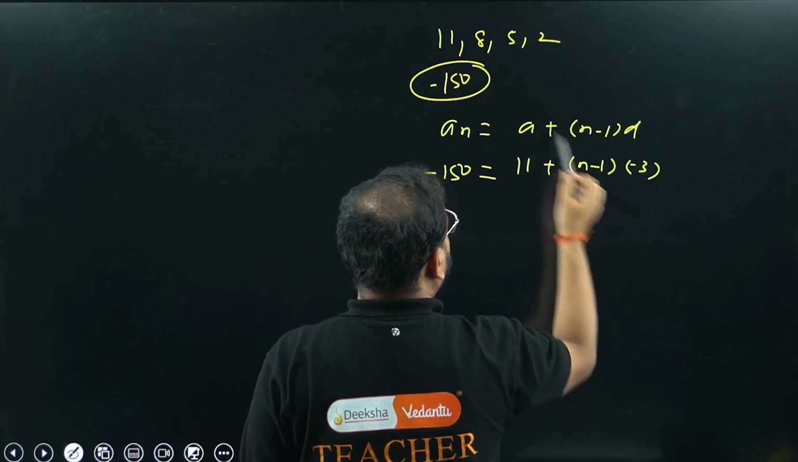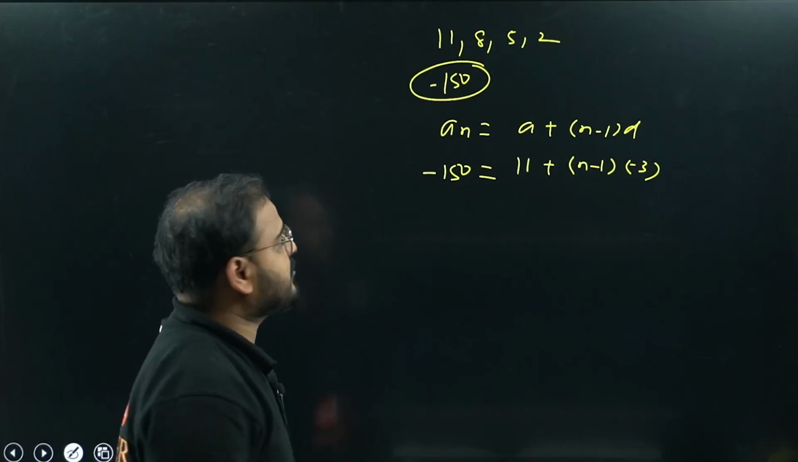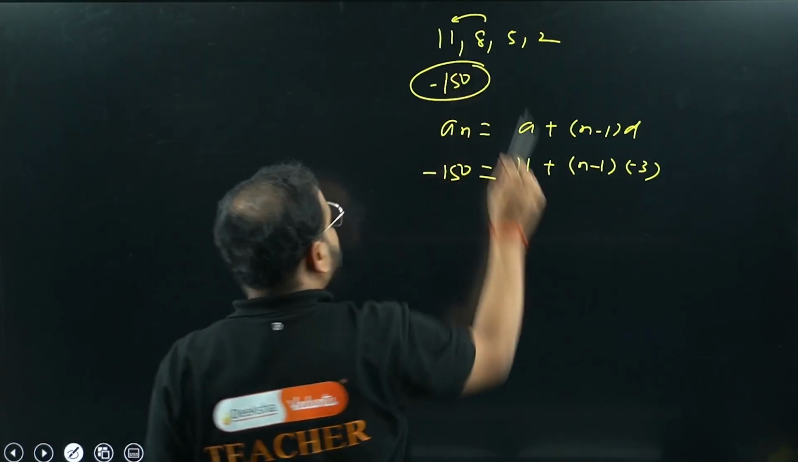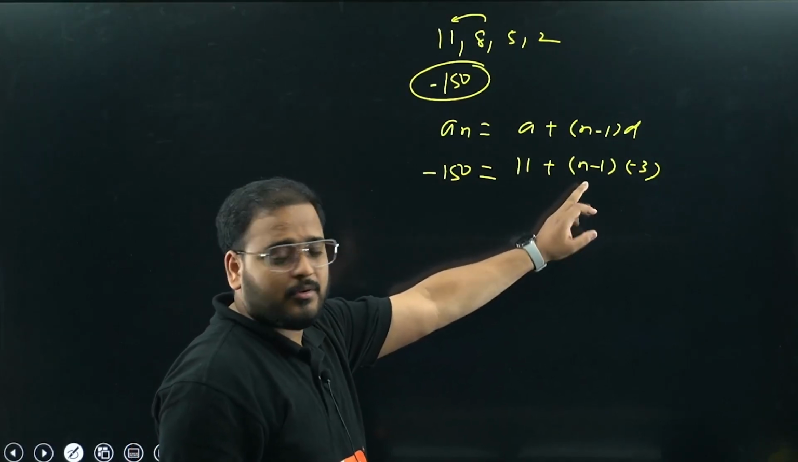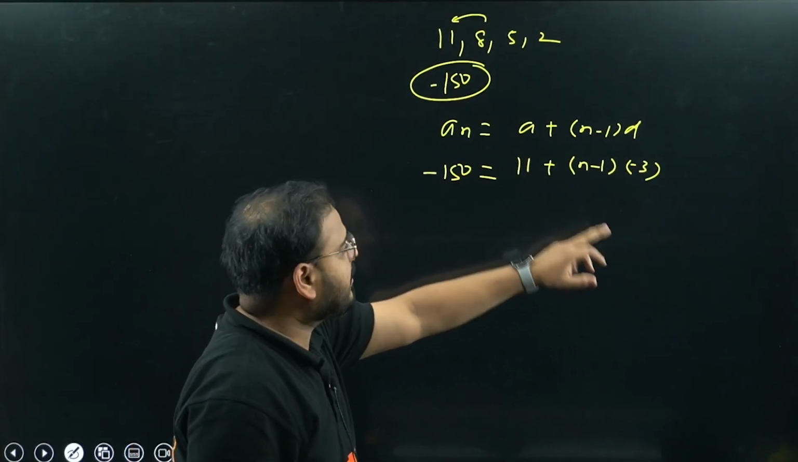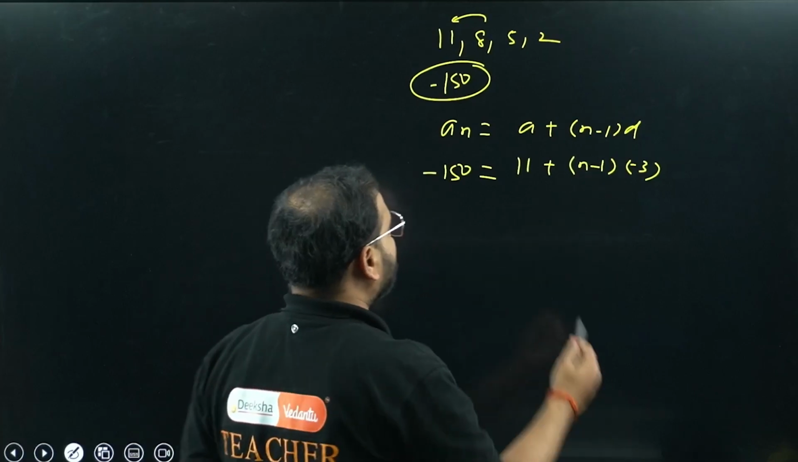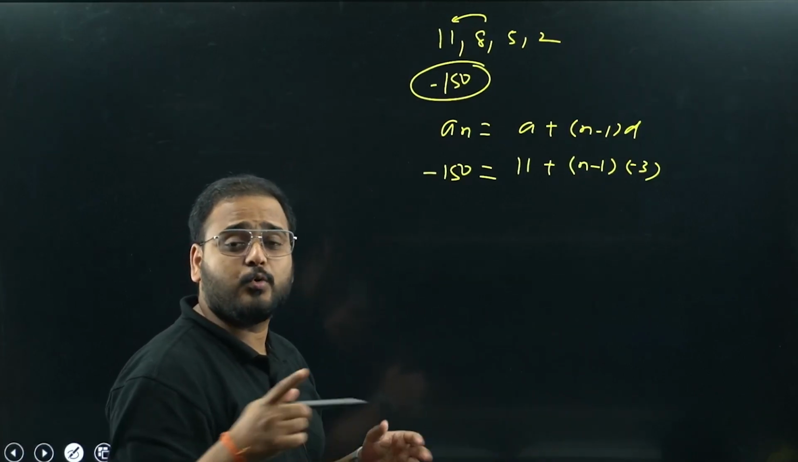Minus 3. Please check. 8 minus 11 is what? Minus 3. 5 minus 8 is what? Minus 3. Okay. Great. So the n value should be a natural number, not a rational number. N should be a natural number because we are looking for a number of terms, no? So the number of terms can be 1, 2, 3, 4 like that.